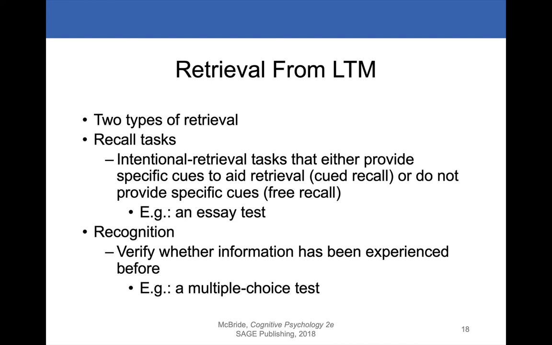The other type of retrieval from long-term memory is recognition tasks. Recognition tasks ask subjects to verify whether information has been experienced before, so whether the information is old or new. For example, this is very similar to a multiple choice test. In a multiple choice test, you're given the question and then four or five choices for the answers. And theoretically, as you know, it's harder than it seems, but theoretically, the correct answer is there. It's looking you in the face, and all you have to do is recognize it in order to answer the question.